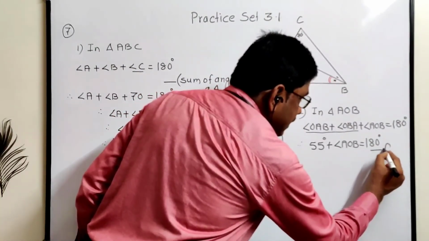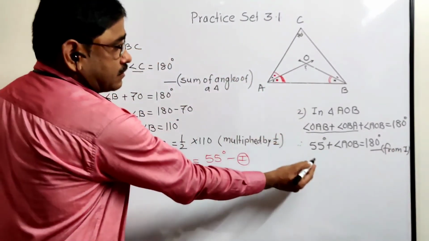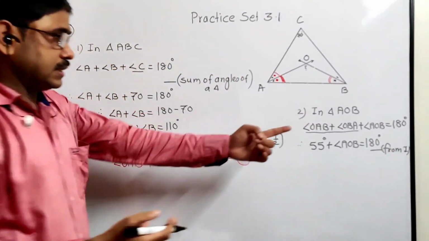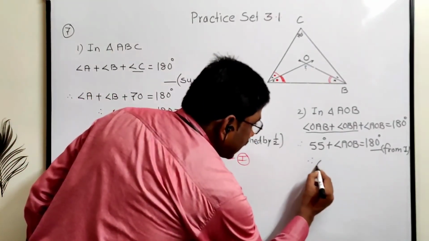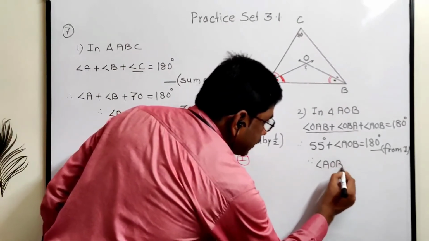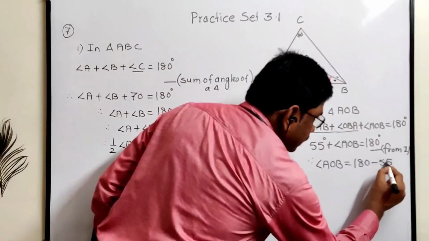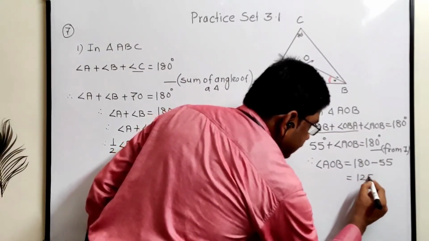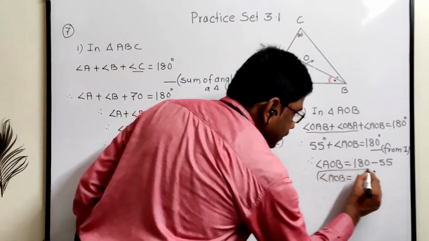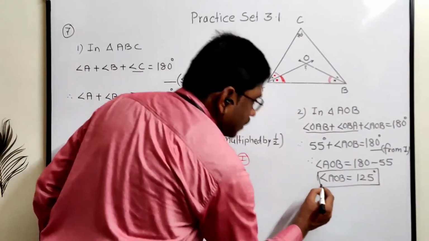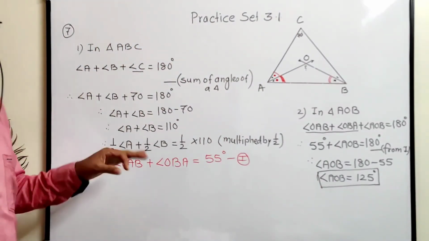ये वैल्यू कहां से आया? तो रीजन लिखते हैं हम लोग from 1. From where we get this value? From 1. So here it is the reason. From 1 it is 55. Therefore angle AOB is equal to 180 minus 55. So we get 125 degrees. So angle AOB is 125 degrees. So in this way we can find the measure of any angle if we know the basic concept.